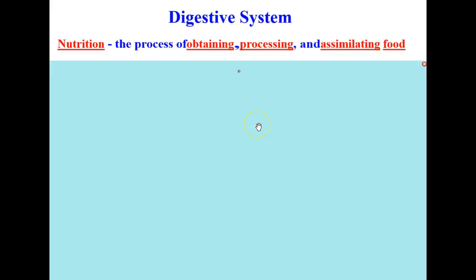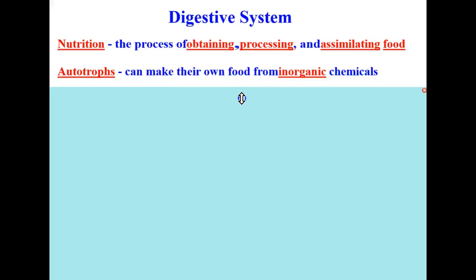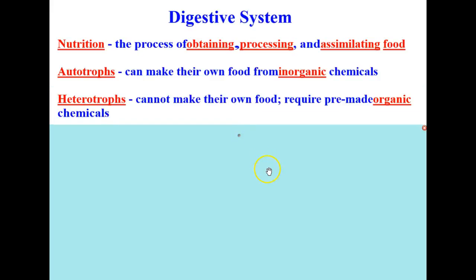Nutrition, as we talked about in our last lesson, is the process of obtaining, processing, and assimilating food. And we took a look at that quite in depth in our last lesson. As you previously know from other work in our course, autotrophs can make their own food from inorganic chemicals. Heterotrophs cannot make their own food. They require pre-made organic chemicals. And so this is a nice review from what you learned earlier this year.